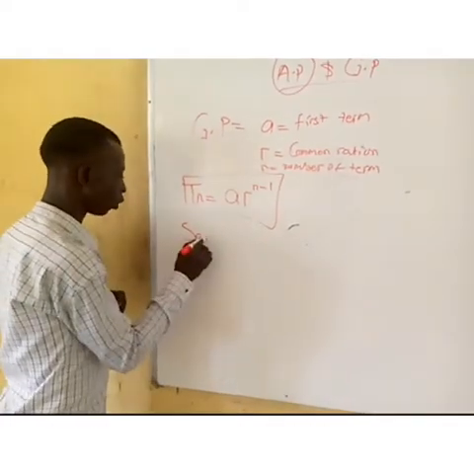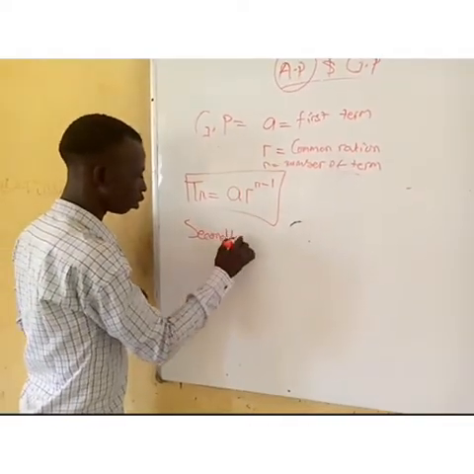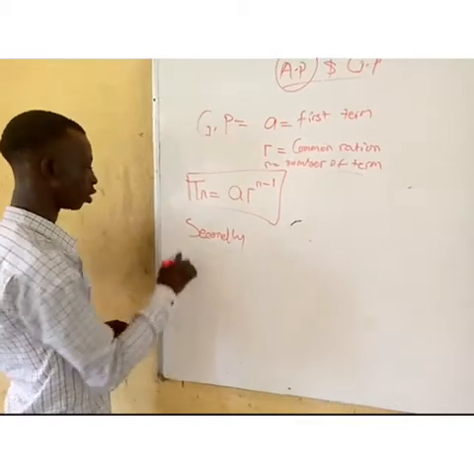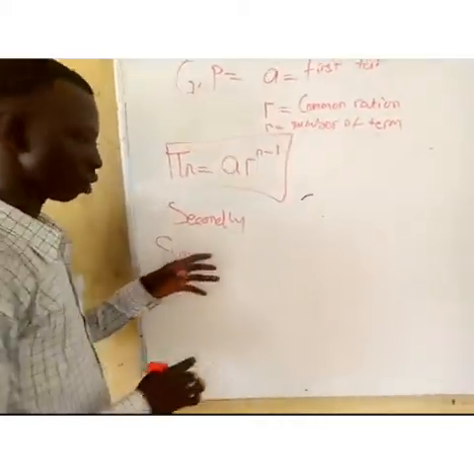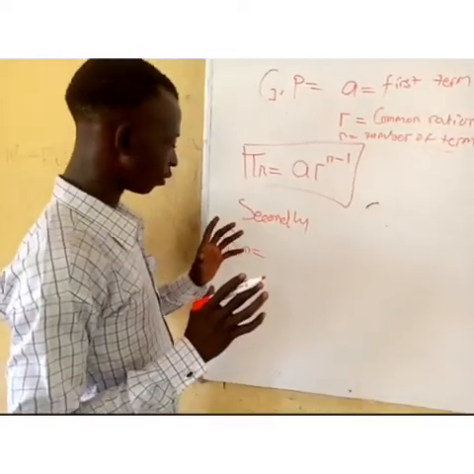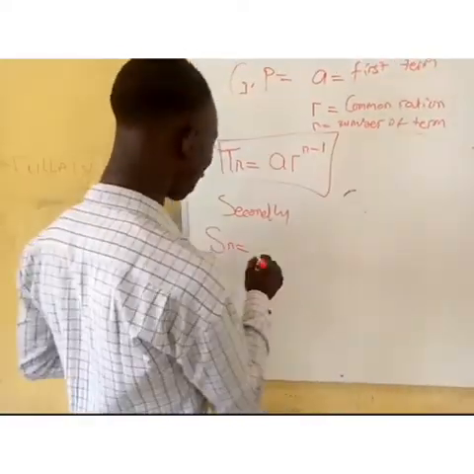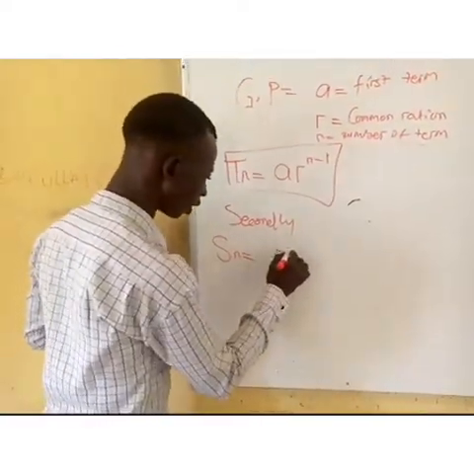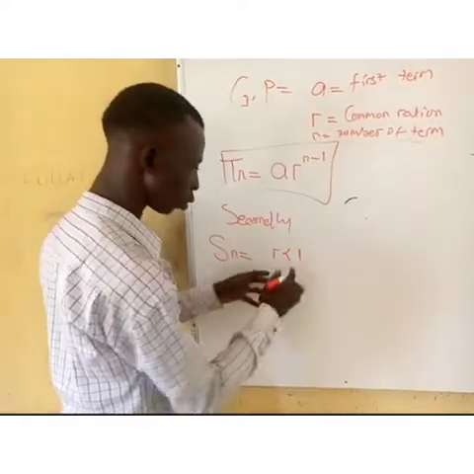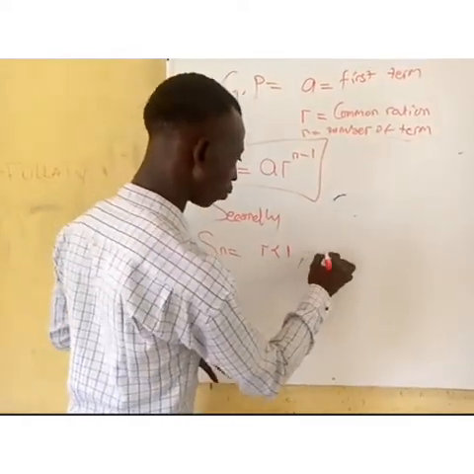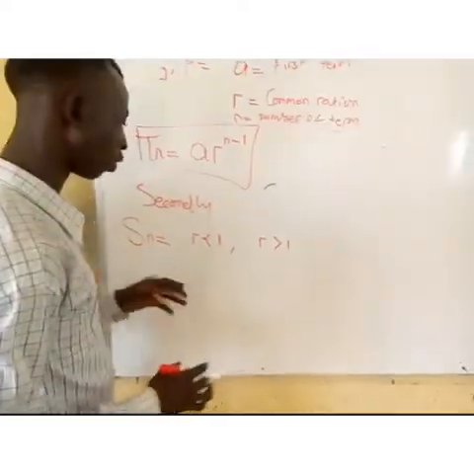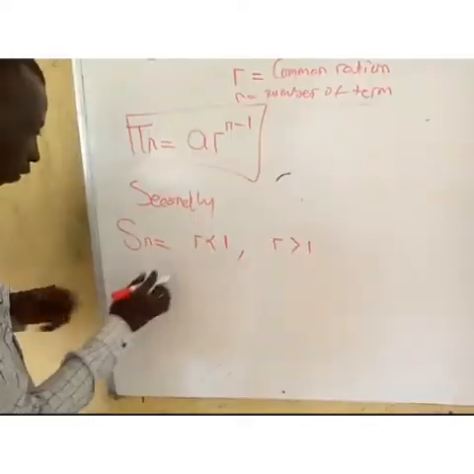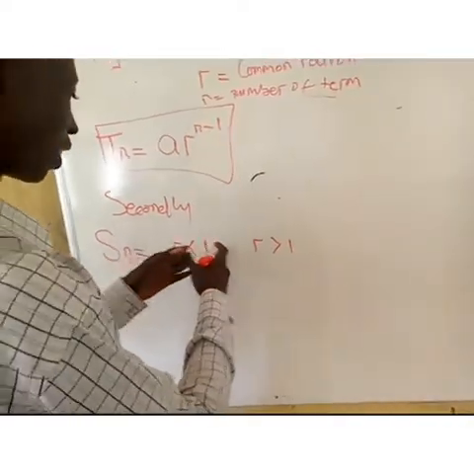Secondly, we have the sum of a GP. Sn is equal to what? We have two types of sum of a GP. When R is less than 1, we have its own formula. Then when R is greater than 1, we have its own formula.